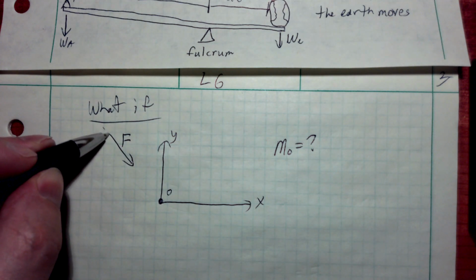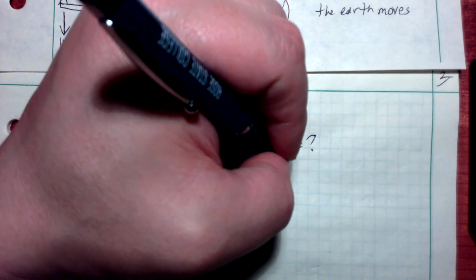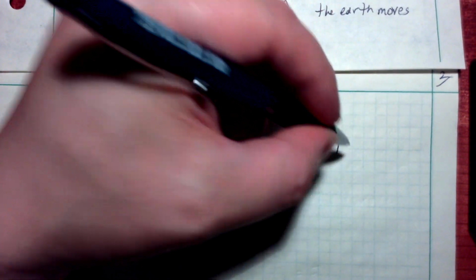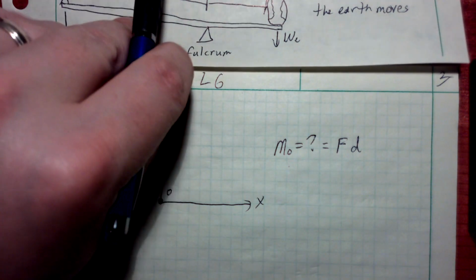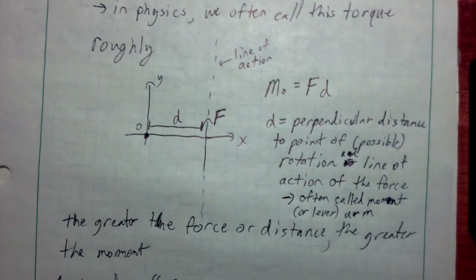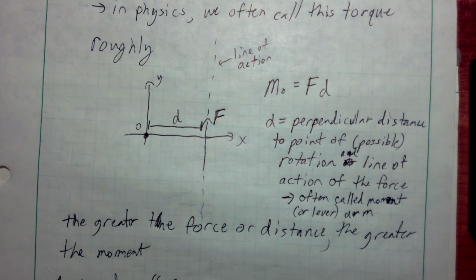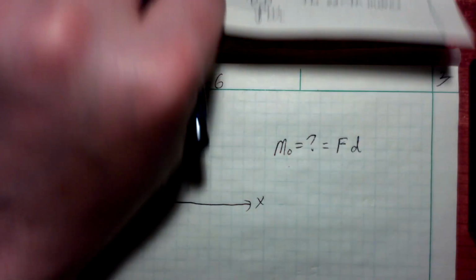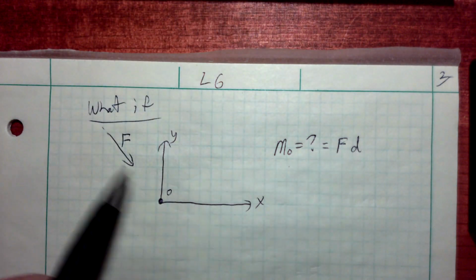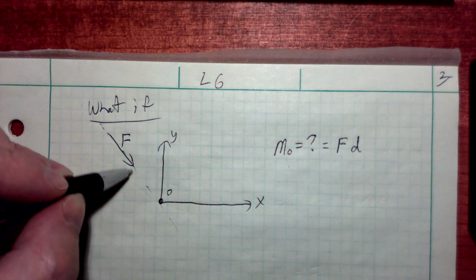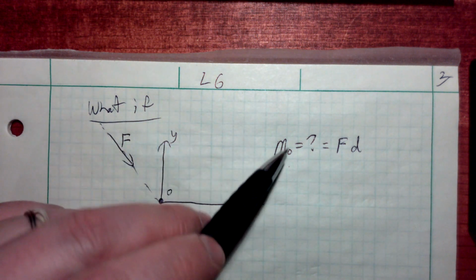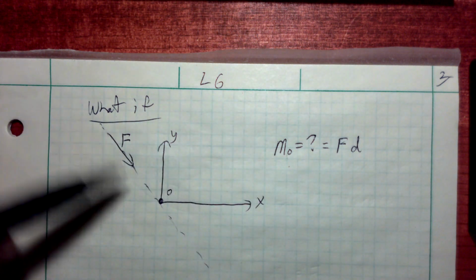Well, what is the distance? Notice that the moment is equal to that force multiplied by its perpendicular distance. Right? The distance to the point of possible rotation and the line of action of the force. So what is the distance between the line of action of this force and the point of rotation, in this case the origin? Well, notice there's not any.